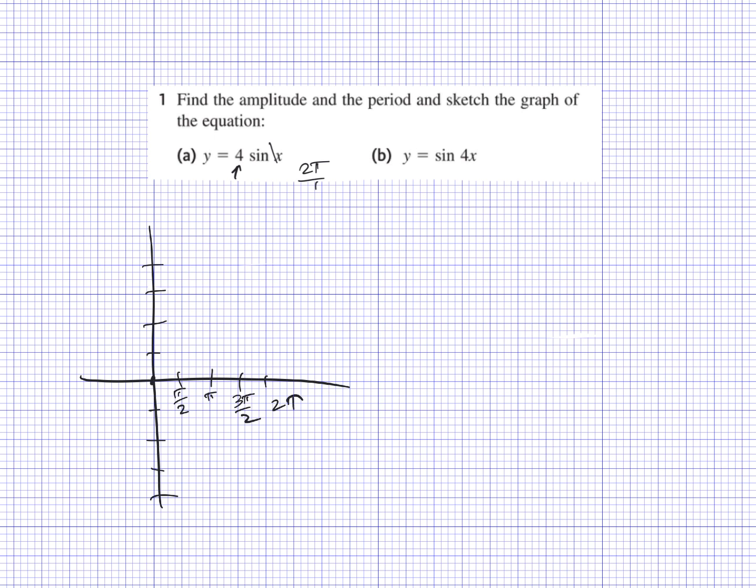So it starts at 0. At the top, it's at pi over 2, goes through the axis at pi. At 3 pi over 2, you're at the bottom, and then back up. So here is a typical graph from 0 to 2 pi with an amplitude of 4.